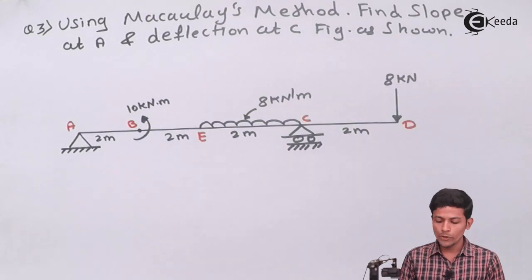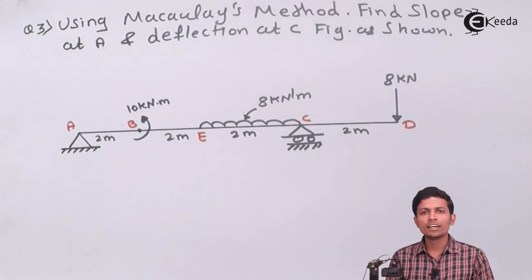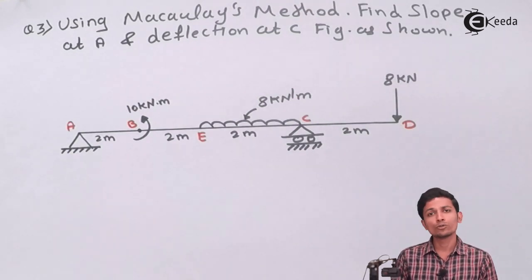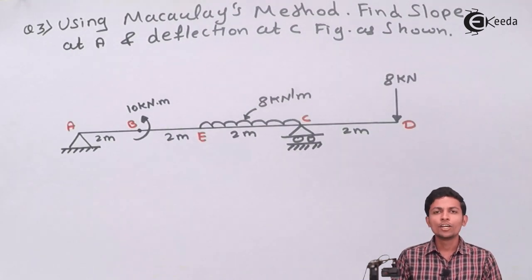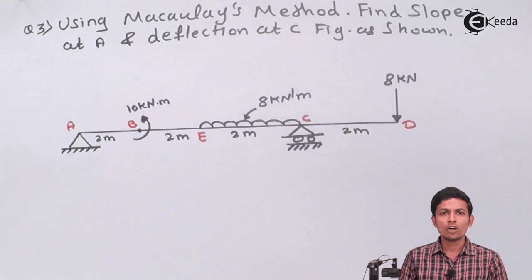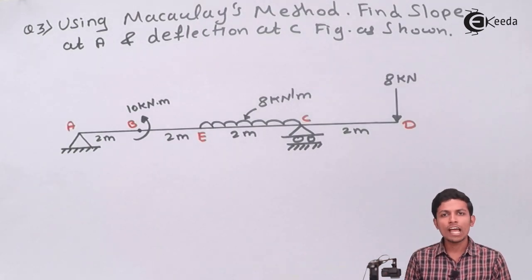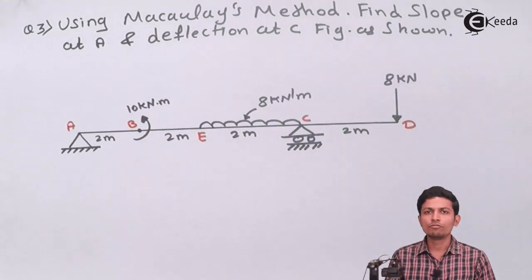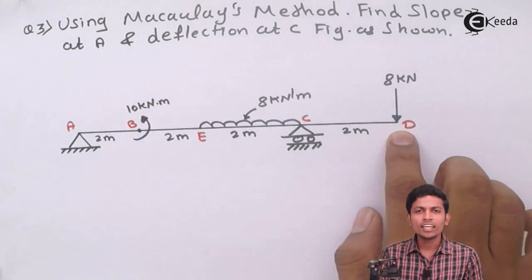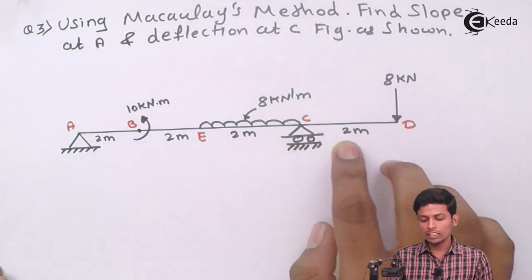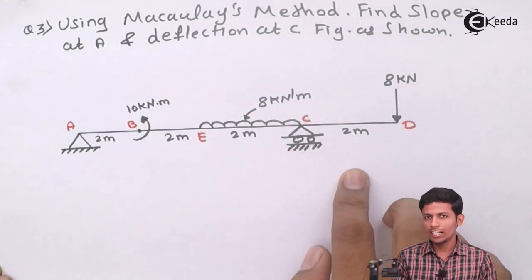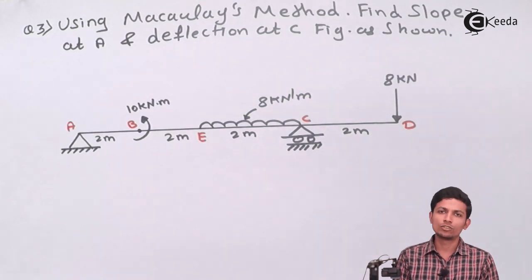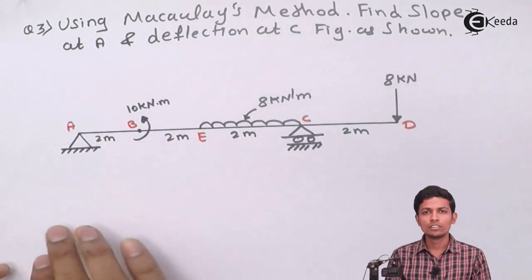Now this is a diagram given to you. In the diagram, you can see one couple, one UDL and one point load, and the CD part is the overhang. Now what does Macaulay say? We have to take the section at extreme corners, or if the question has a UDL, we have to cut the section in the UDL only. So in this case, we have to extend the UDL till the end and add a counter UDL also, and take the section in the CD part. The CD part is also an extreme corner, so we can satisfy these two conditions. Now let's start with the solution to know more.